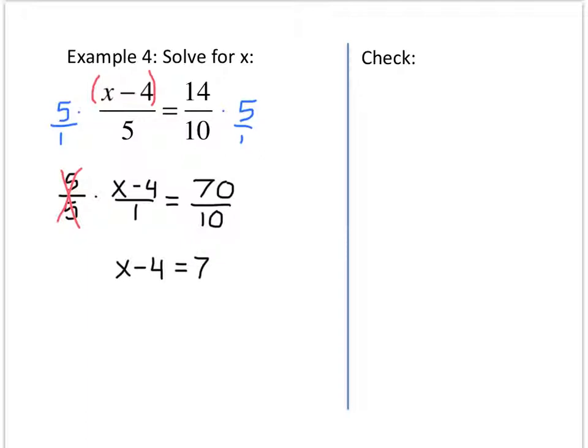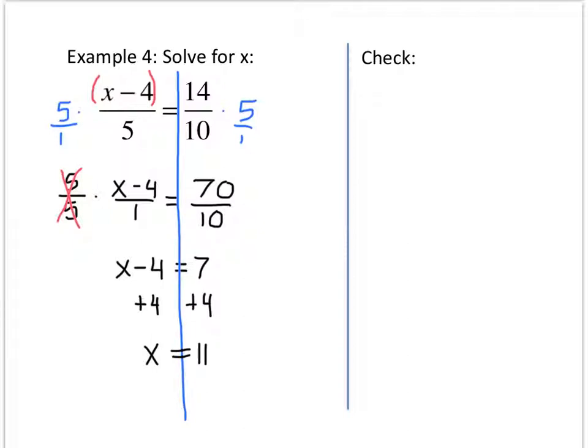And now that we've dealt with that division, I can deal with the addition. So this is going to be pretty simple. Again, I can put that line down the middle. Should have done that a little bit earlier, but never hurts to throw it in. I can now do the inverse of subtraction by adding 4 to both sides, leaving me with just x equals 11.